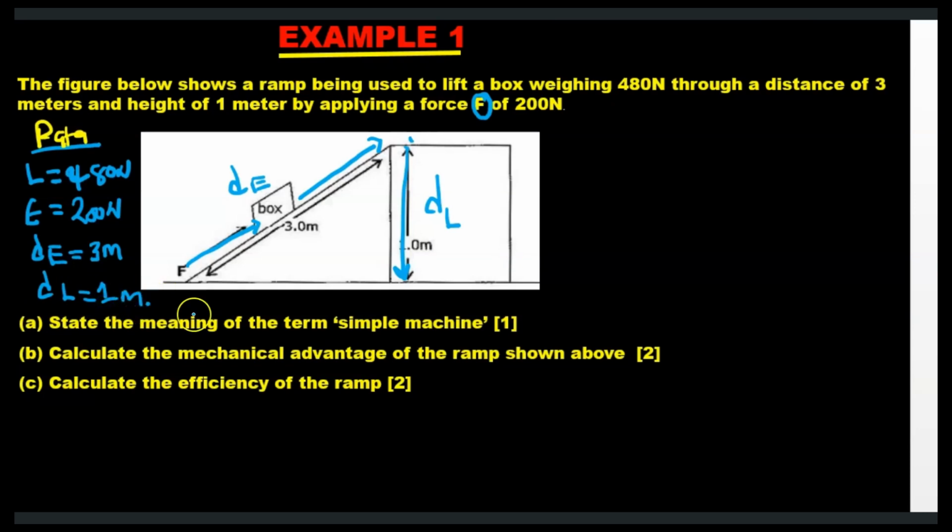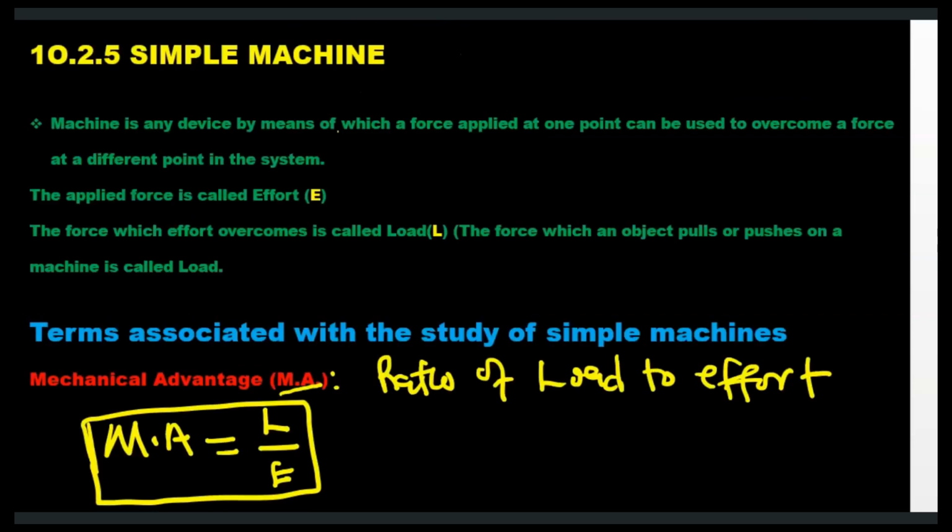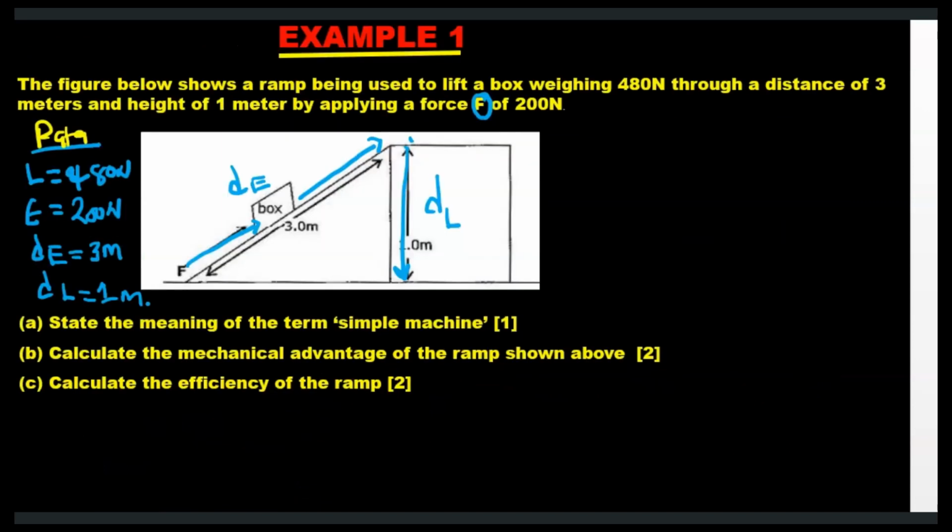Okay, so now since we have the information, we can go on and start calculating. As I said, the first question we are going to skip because the definition of a simple machine is right here. A simple machine is any device by means of which the force applied at one point can be used to overcome a force at a different point in a system. That is how you define a simple machine, and that is the answer to the first question. Okay, now let us continue with the calculations.